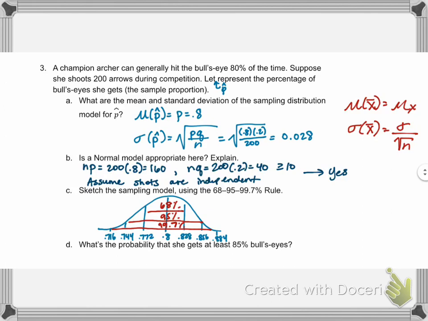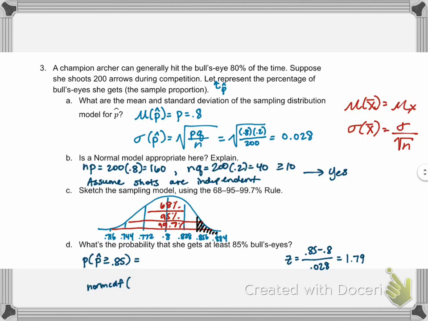And then to find the probability that she gets at least 85% bullseyes, I can just draw that on this picture. If I draw that on the picture, I'm going to put 85 on there, and then shade. At least means that or greater. And so I'm looking for the probability that p-hat is greater than or equal to 0.85.